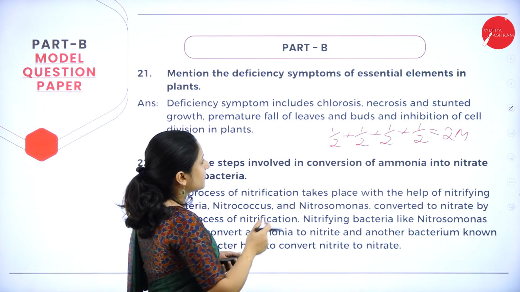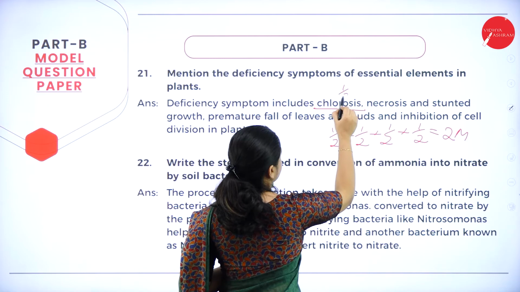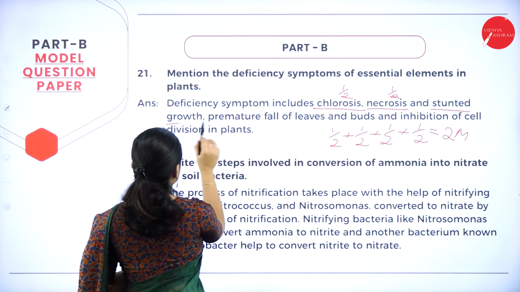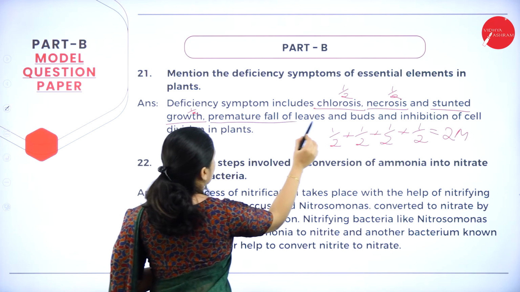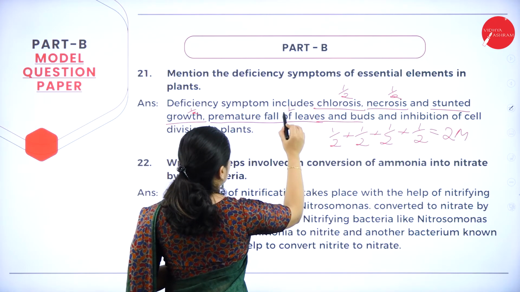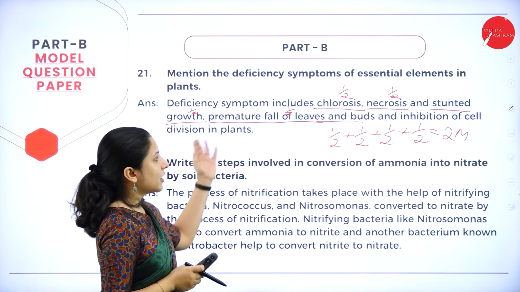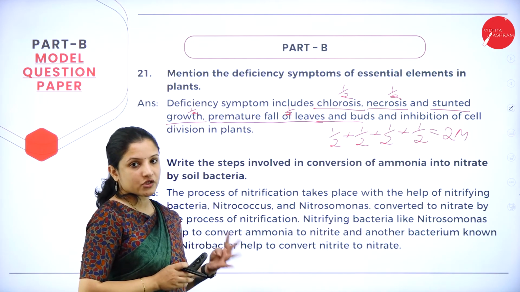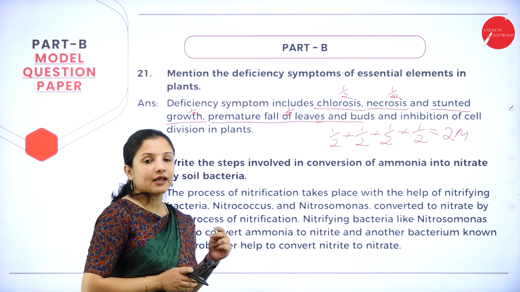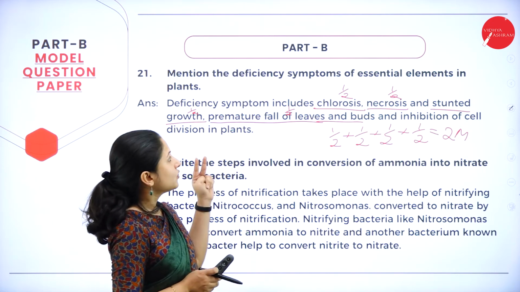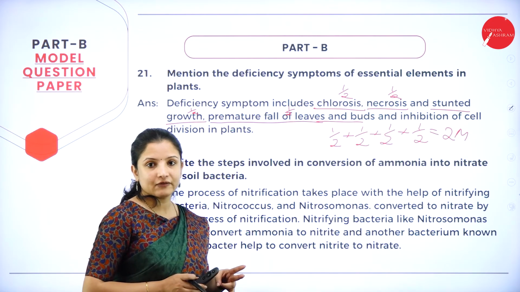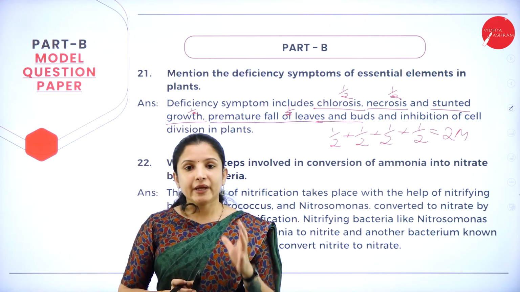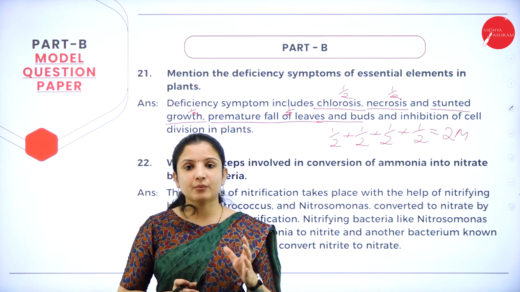So deficiency symptoms include chlorosis, you'll get half a mark. Then you have written necrosis, you'll get half a mark. Then we have written here stunted growth, half a mark. Premature falling of leaves and buds, half a mark. So therefore 2 marks. So 5 I have written here, any 4 you can write. So mention 4 deficiency symptoms. Don't think that they have asked only for 2 marks and that you'll write only 2 points and leave it, because it is not in the form of a sentence. Again here, keep in mind the number of words as well.